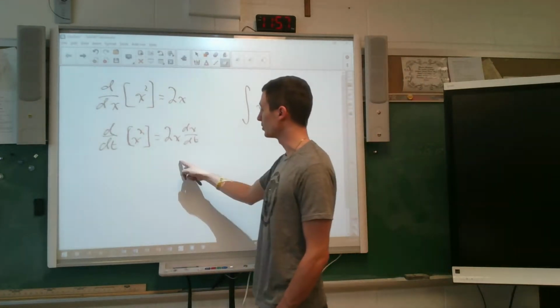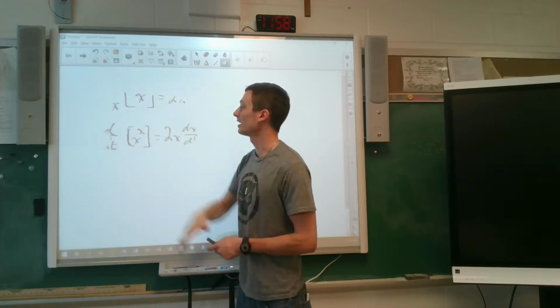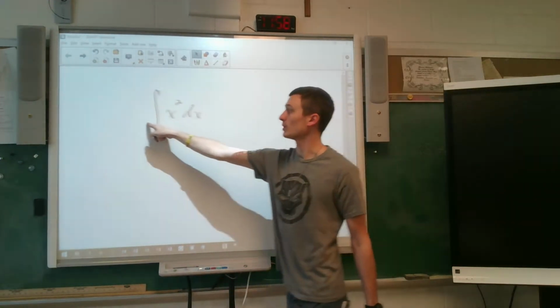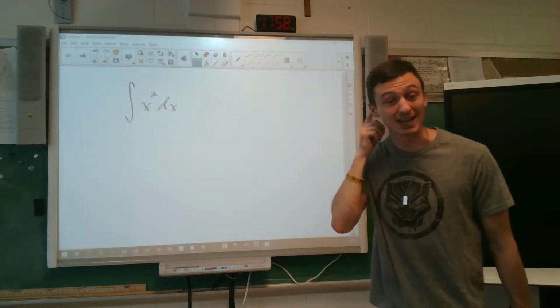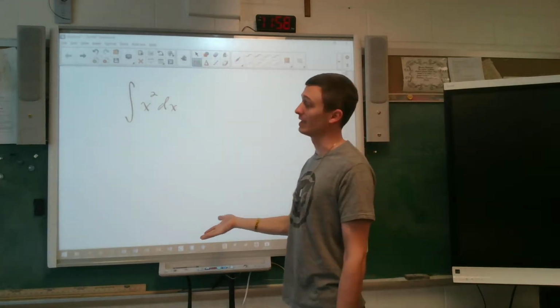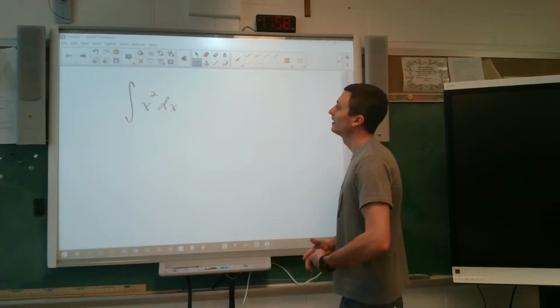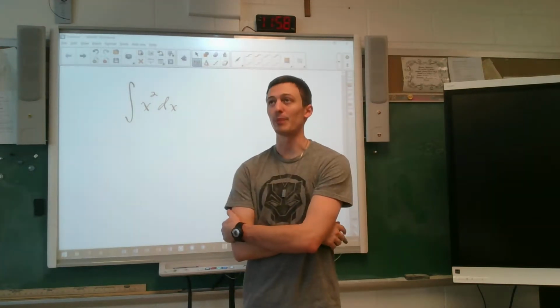So we're not going to ignore that. We have that same idea with this dx, is that we're integrating with respect to x. If we were integrating with respect to a different variable, well, that's Calc 3, so we're not even going to worry about that. So if we were to integrate this function, we want to do it exactly backwards.